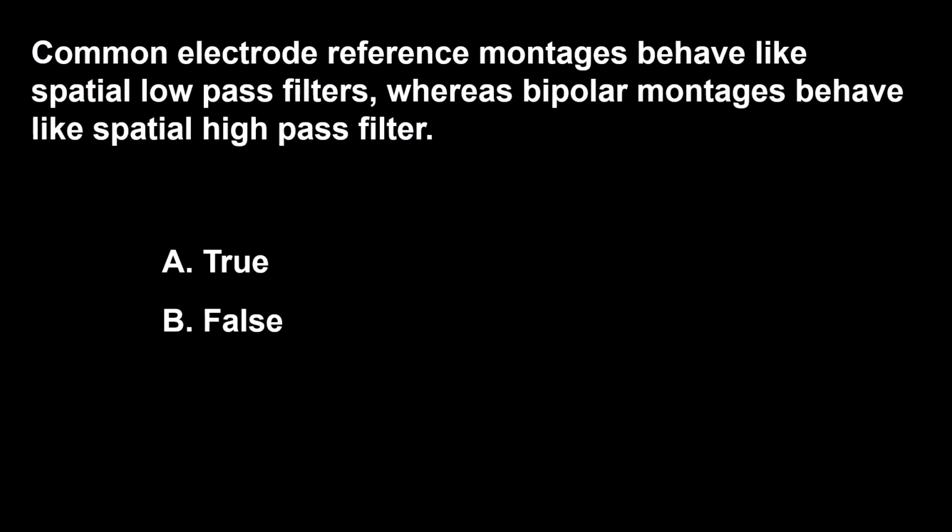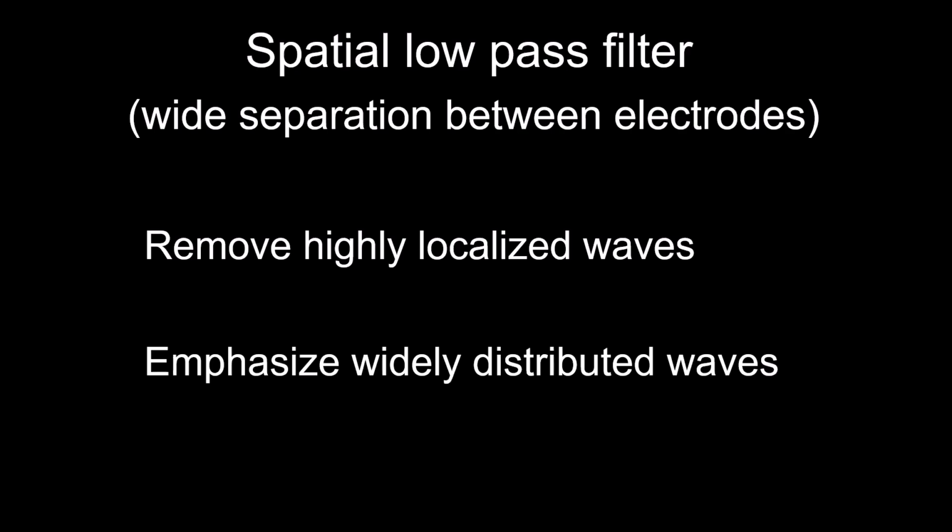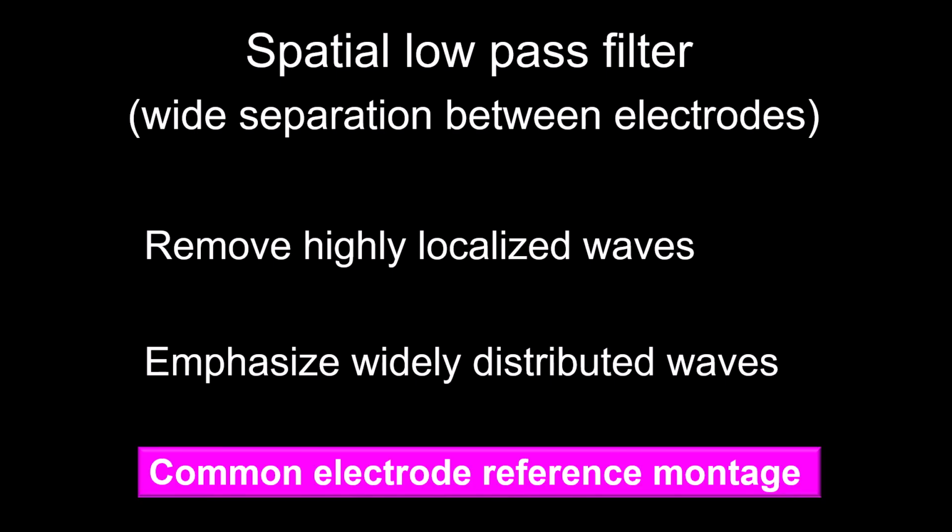Next question. Common electrode reference montage behave like a spatial low-pass filter, whereas bipolar montage behave like a spatial high-pass filter. True or false? The spatial low-pass filter effect is a consequence of a wide separation between electrodes attached to the same differential amplifier. They remove or minimize highly localized waves, usually fast waves, and emphasize widely distributed waves, usually slow waves. This is what we typically achieve when we use common electrode reference montage.